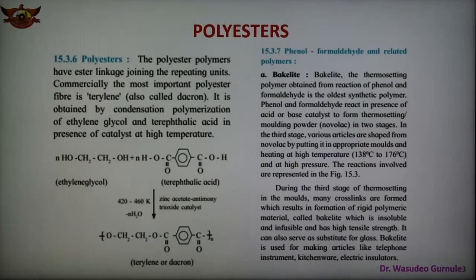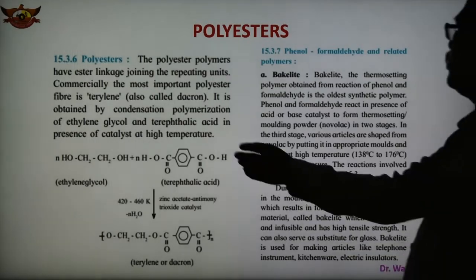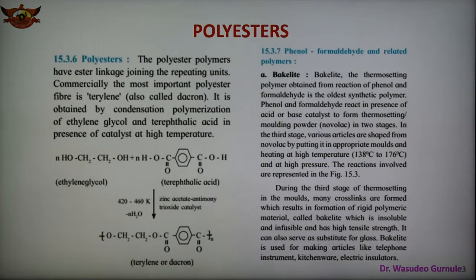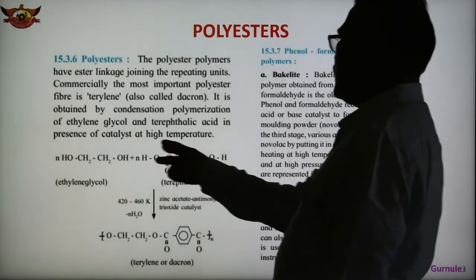So this polyester polymer, we can say, is the commercially most important polymer, and it is obtained by condensation polymerization at high temperature, and the reaction is also shown here. So in this polymer two monomers are there. One is ethylene glycol and the second is terephthalic acid, and the reaction takes place in the presence of a catalyst at high temperature.